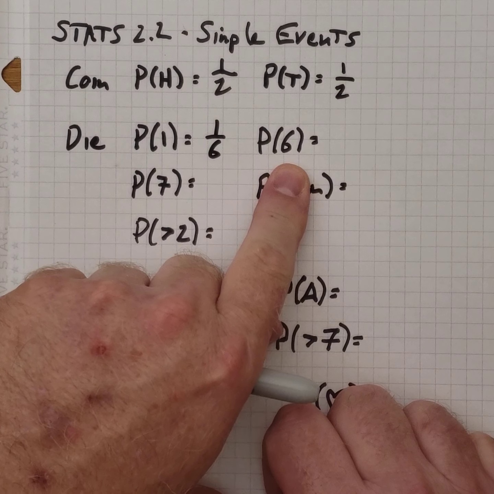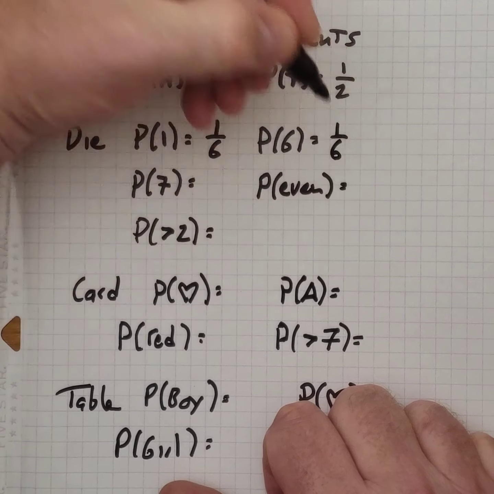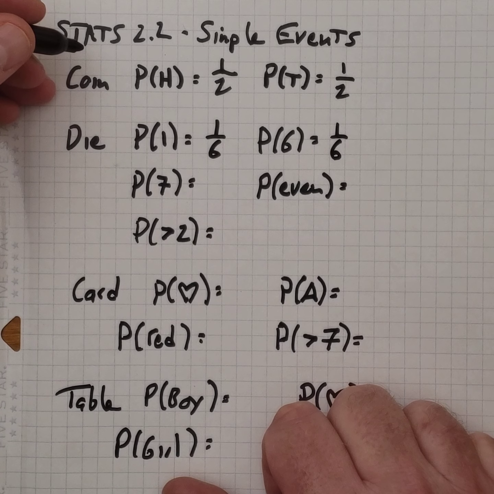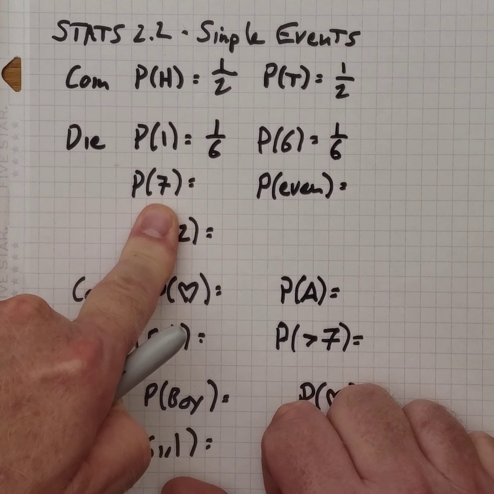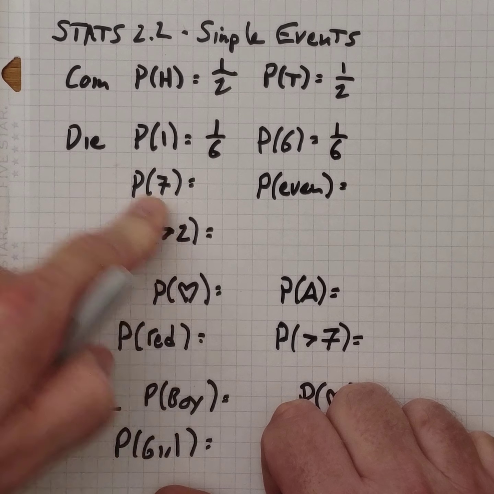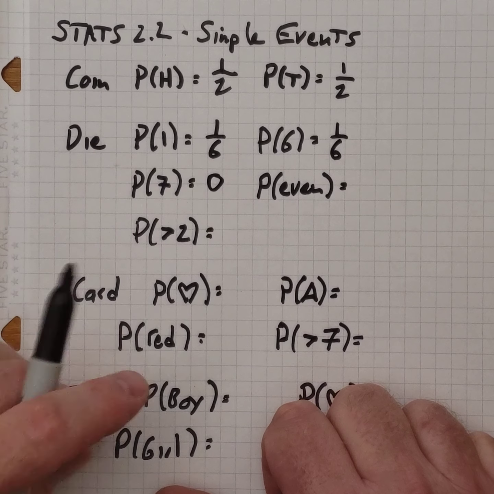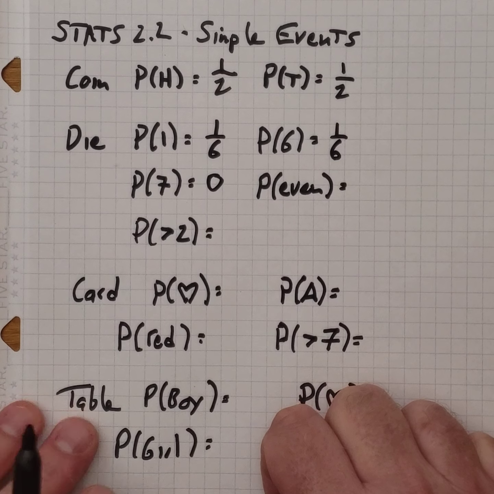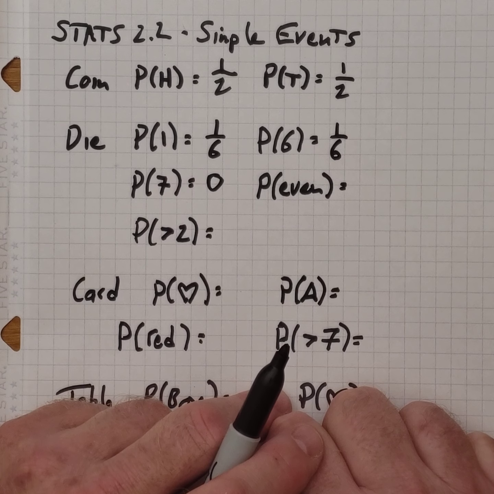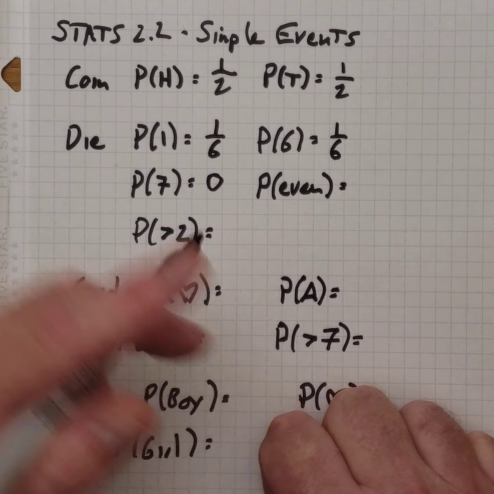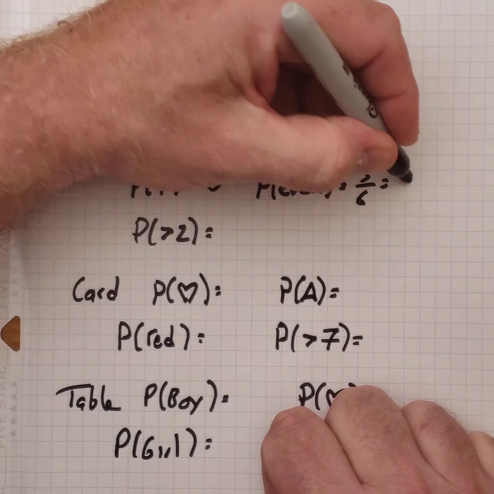The probability of rolling a 6, same thing. There's one 6 on the die out of a total of 6 numbers. What's the probability of rolling a 7? Well, there are no 7s on the die, so that's impossible. So our probability is 0. Divide that by 6, you still get 0. What's the probability that our roll is even? That's pretty simple. 2, 4, and 6 are even, so 3 of them out of the 6, or 1/2.